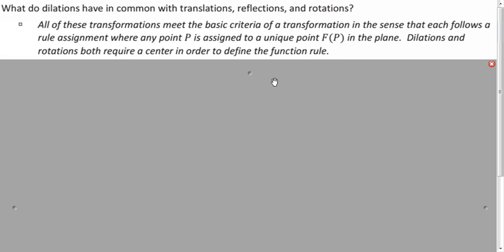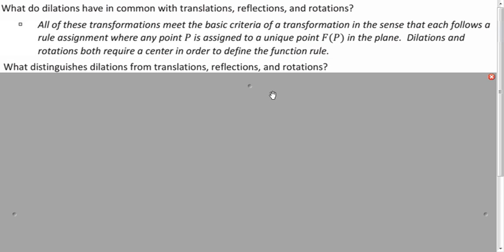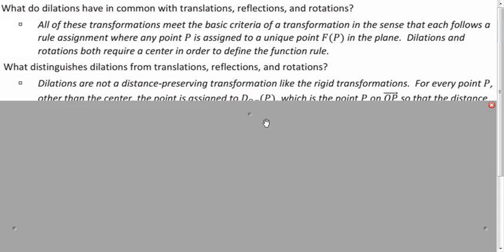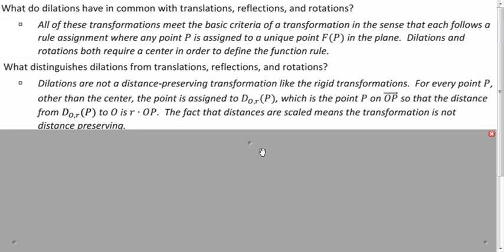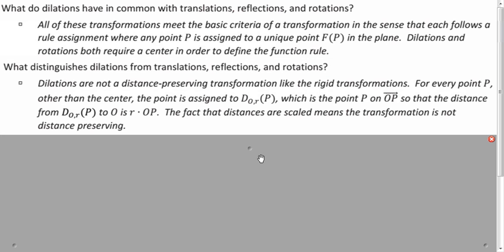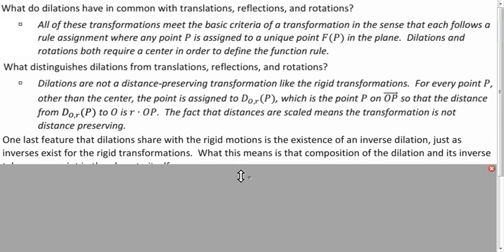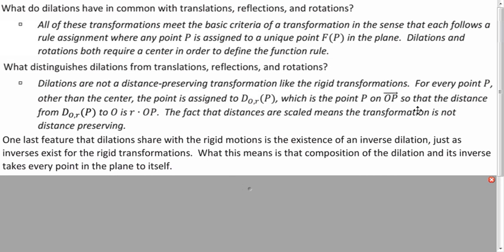Okay, so these are all different types of transformations, but how is the dilation different? Well, the dilation doesn't preserve distance. It's not an isometry. If the scale factor is not 1, then distance will not be preserved. The distances are scaled, they're all proportional, so they're not equal. And just like with the other transformations, we have an inverse for our dilation.